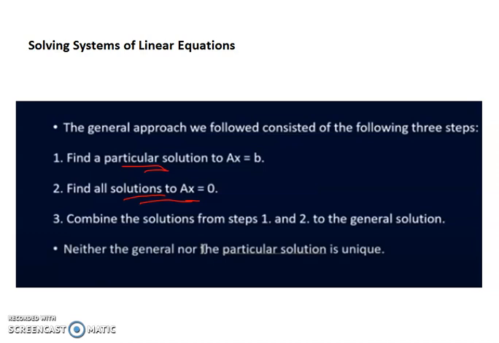So in the previous video we started learning about solving systems of linear equations using the Gaussian elimination method. For any solution, first you need to find a particular solution to Ax = b, and second, find all solutions to Ax = 0. Then combine the solutions from steps 1 and 2 to form the general solution. The final general solution will be the final answer after solving this set of linear equations. One thing to note is that neither the general nor the particular solution will be unique.